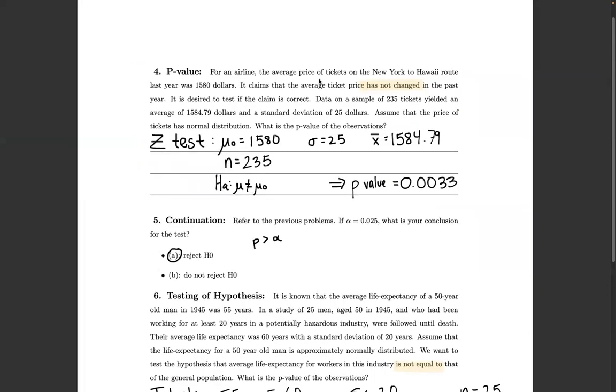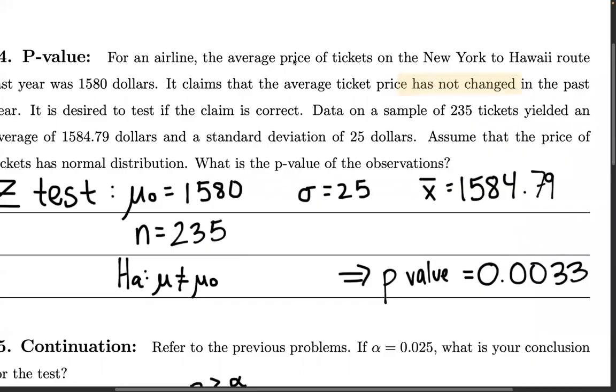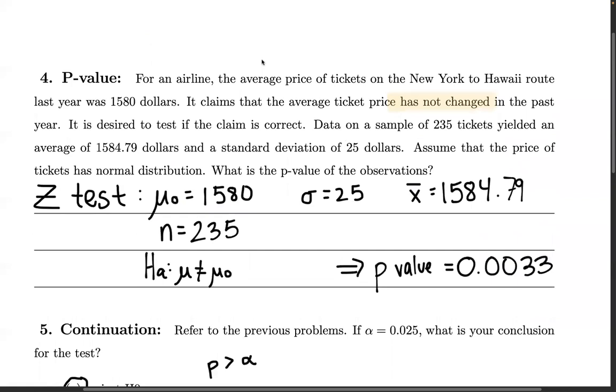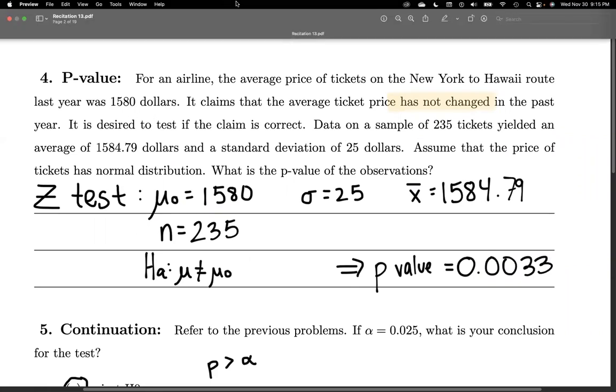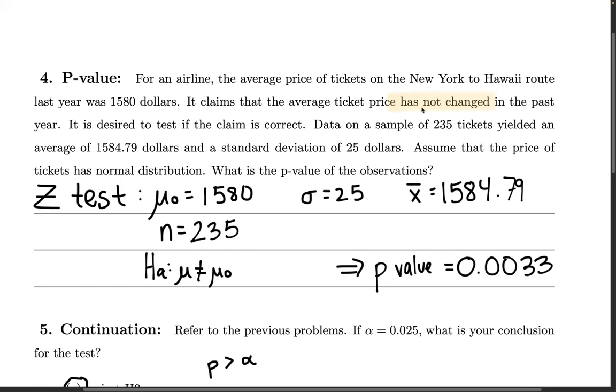Question 4. So for an airline, the average price of tickets on the New York to Hawaii route last year was $1,580. It claims that the average ticket price has not changed in the past year. It is desired to test if this claim is correct. So in other words, we want to test whether the average ticket price has changed or not.